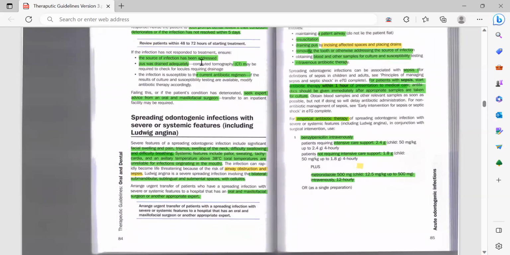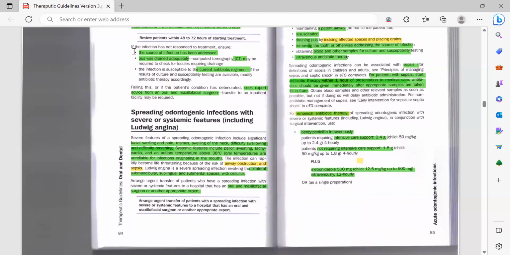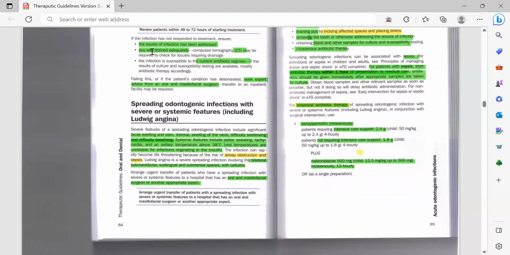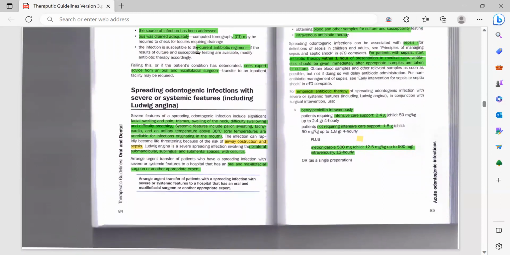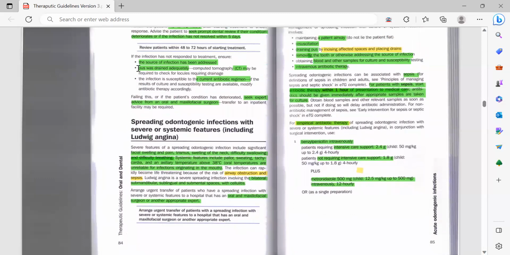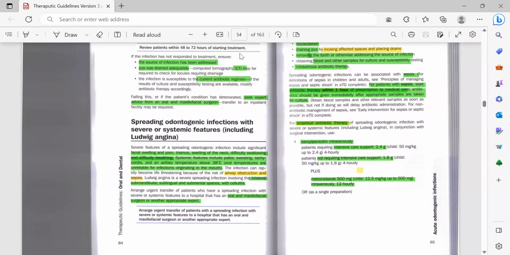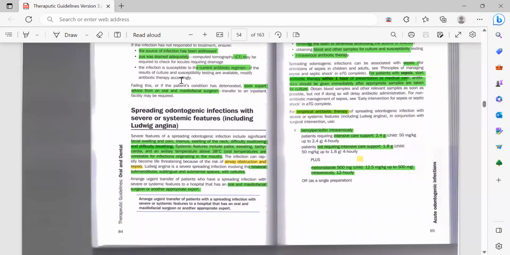If the infection is not responding to your treatment, you need to find out whether you have taken out the correct tooth, or whether you identified the actual source of infection. Then check whether pus was drained adequately. Computer tomography may be required to check for loculations if the drainage was complete. Check whether the infection is susceptible to the current antibiotic regime. If culture and susceptibility testing results are available, then modify the antibiotic therapy accordingly. These could be a few of the reasons why the infection has not resolved, so you need to find out which applies in your case.